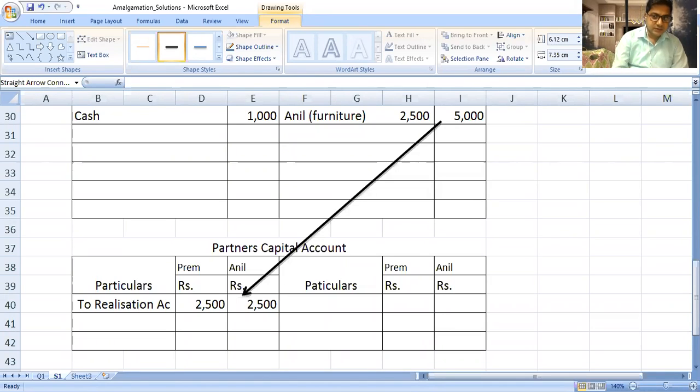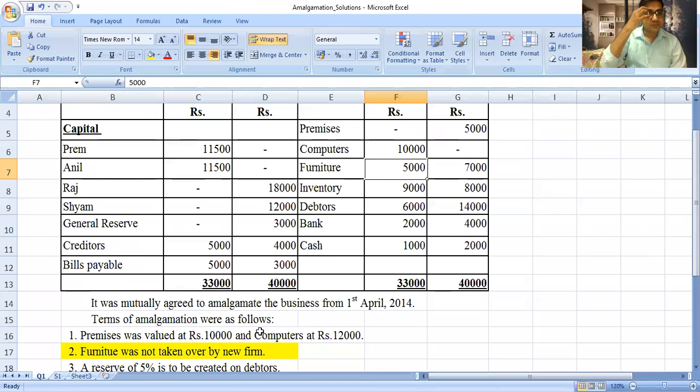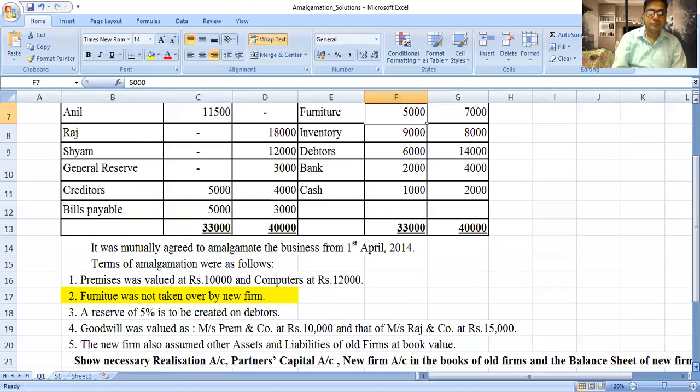Then number 10, payment of realization expenses. The entry is realization account debit to cash or bank. If you see our problem, is there any expense paid by the old firm? They have not provided any kind of expenses, so no need to show it here.